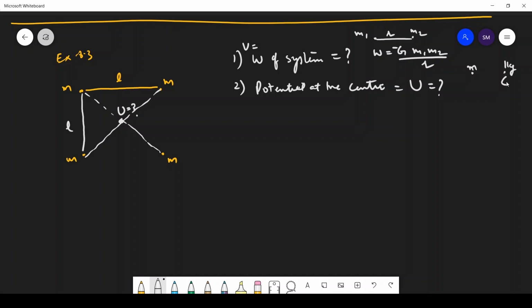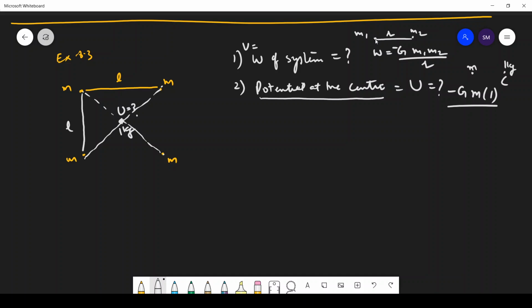So this is the mass placed at this point. I'm finding the potential at the center, so I will place 1 kg mass at the center. Then I will find the potential at the center due to this mass, then due to this mass, then due to this mass, then due to this mass. So this formula will be taking one mass at a time: minus G, this M1 will become M, and this M2 will become 1 kg.